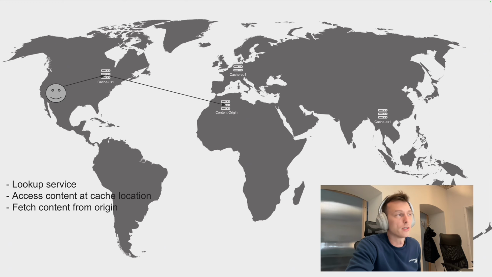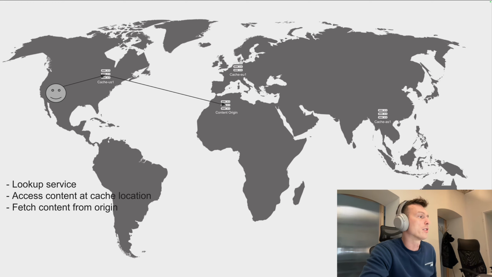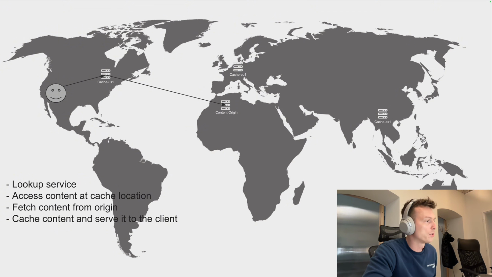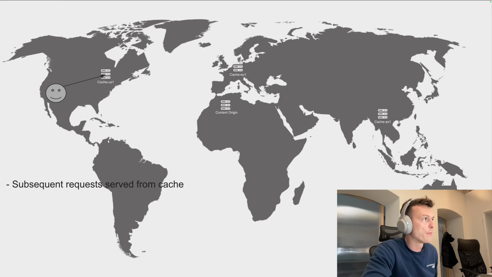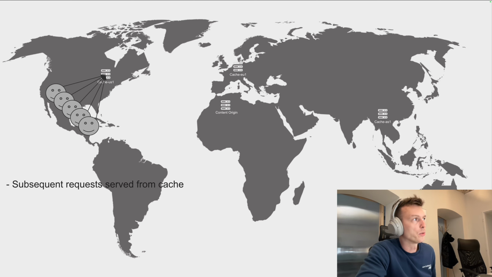If the content is not present, then the cache will make sure that the content is downloaded first from the content origin. The content origin sends the content, including cache control headers, and the cache will store this content and then serve it to the client. And if there are multiple clients from the same location accessing the same content, they will be served from the cache directly. This way we save bandwidth between the cache and the content origin, we offload the content origin server, and at the same time we improve the user experience because the content gets served faster.